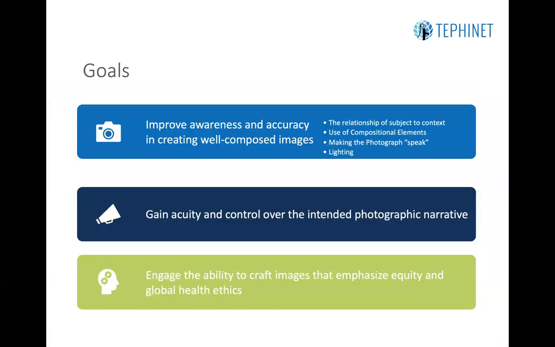So the goals of this particular webinar are to improve awareness and accuracy in creating well-composed images. This is going to include getting into the relationship of the subject to the context within the photograph, looking at compositional elements, figuring out how to make the photograph speak, and thinking through the process of lighting and the decisions the photographer can make in improving a photograph by altering their relationship to the light. Further, one of the other goals is to gain acuity and control over the intended photographic narrative, and we'll go over what that means in just a minute, and to engage the ability to craft images that emphasize equity and global health ethics.